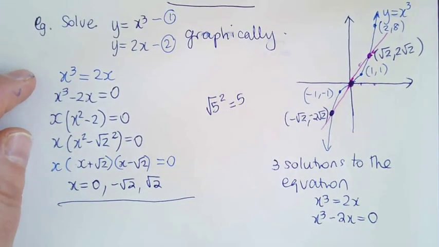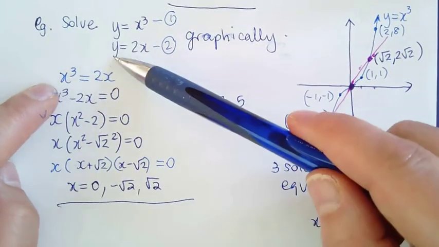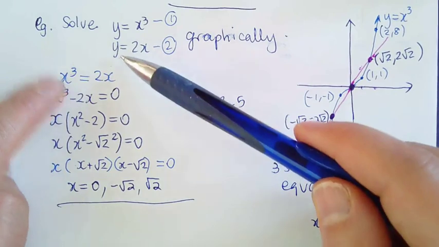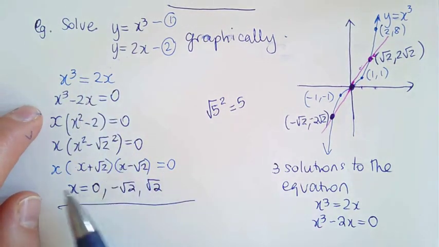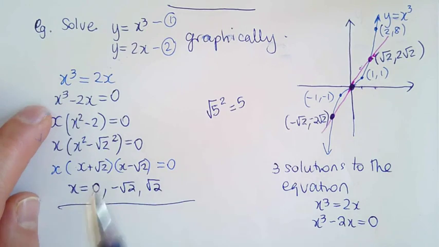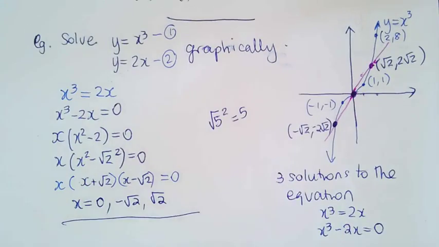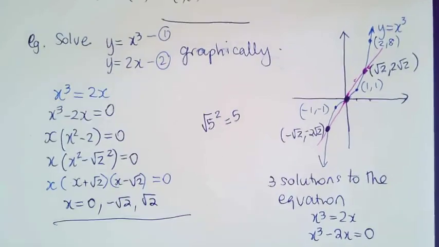So there are several types of questions they can ask you. They might say, how many solutions are there to this equation? So you would sketch y equals x cubed, y equals 2x, and see how many times they cross over. That's how many solutions. If they want to know what the solutions are, you'd have to do it algebraically and factorize. But now remember, you can factorize something like x squared minus 2. So, therefore, there are 3 solutions to the equation.